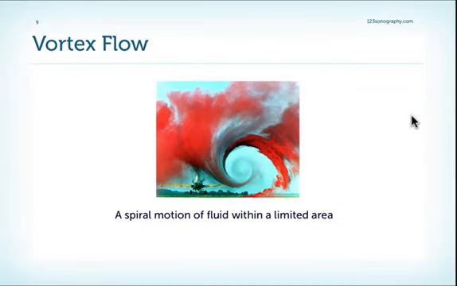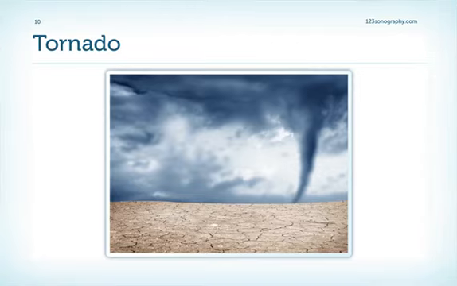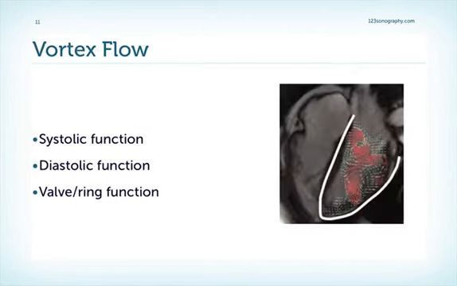Another form of flow, which is important to know and which has really attracted a lot of interest lately, is the so-called vortex flow. Basically, vortex flow is defined as a spiral motion of fluids within a limited area, and vortex flow can also create a lot of suction, as you probably all know from tornadoes. This suction can be important also in the function of the heart, for example, during systolic function and diastolic function, to steer the opening and closure of the valves. But this is an area of research which has just begun, and I'm quite certain that this will become very important maybe in the future also to assess disease entities.